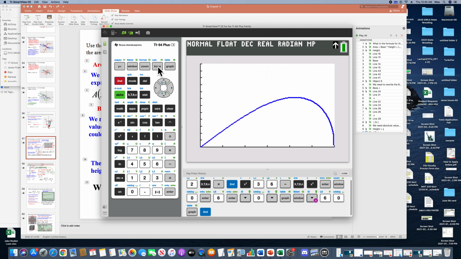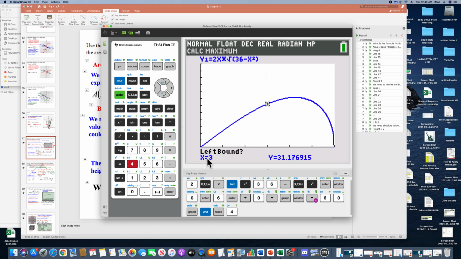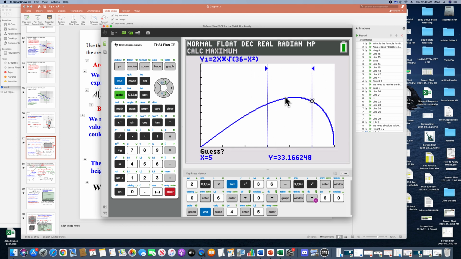So second trace, ask for the max, number 4. Left bound, 3 is good, just hit enter. Let's type in 5, enter, and there's that high point somewhere between our two triangles or those straight lines. And then just hit enter on guess, and the x coordinate you need is 4.242673. That's the x coordinate that's going to give you the biggest maximum area of that rectangle, of 36 square units. Okay?